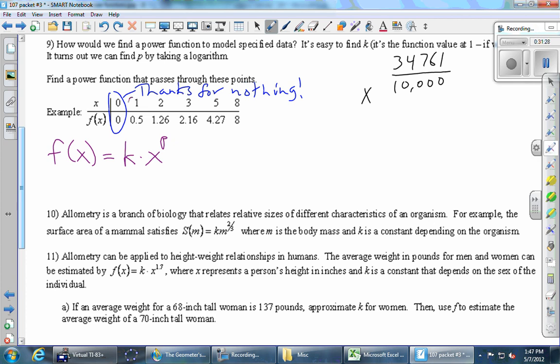Let's look at the next point, 1.5. That helps us quite a bit because we know that the point 1 comma K is on the graph, definitely. So how much is K? It's 0.5. I'm telling you, the Y value at 1, that's a gift. That's the value of K.